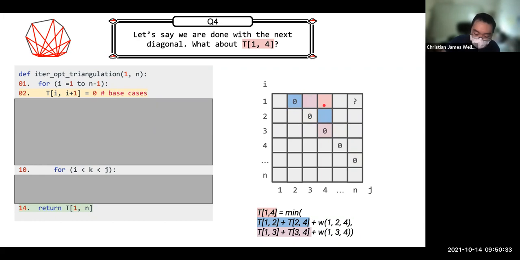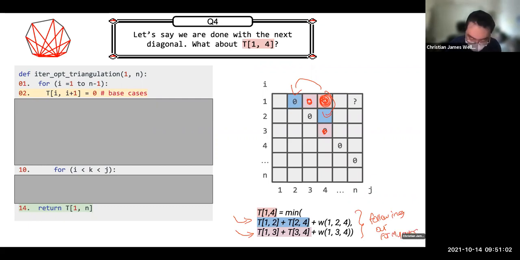So you have T14, right? You have this guy over here. To compute this guy, you need to compute this plus this one over here, plus the weight 1, 2, 4. And another one that you compute is this guy and this guy, which is this one over here. This is following our recursion, our formulation.